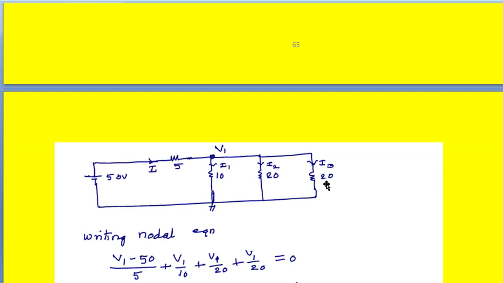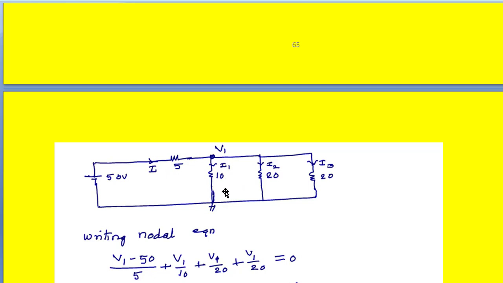Next, now we want to apply the reciprocity theorem with respect to this last 20 ohms resistor. So for that, what we do is we assign the current from the source like this.